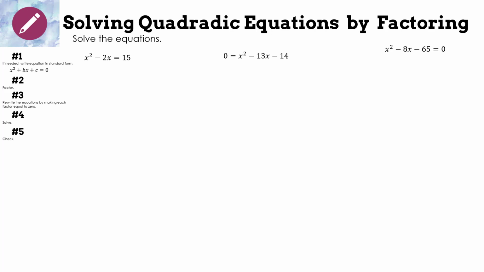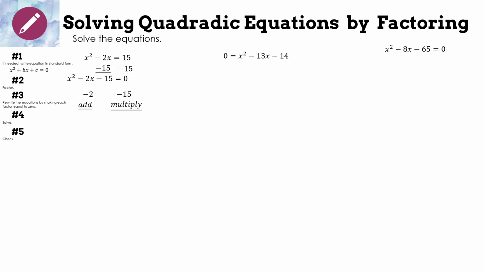x squared minus 2x equals 15. Now the first thing we have to do is make sure that it's in standard form. Well, this one isn't. So I need to subtract 15 from both sides. Now that gives me x squared minus 2x minus 15 equals 0. The next step is to factor.